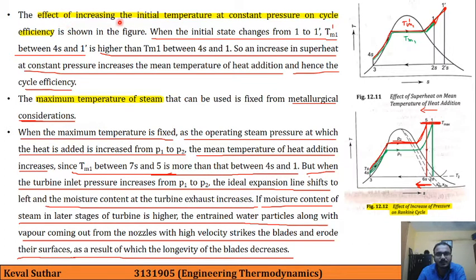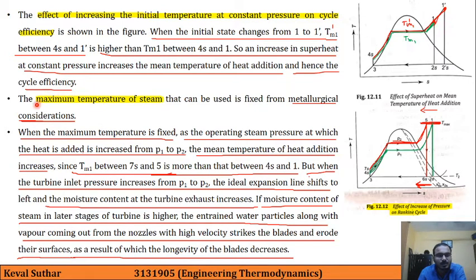So here in the first case, what we have done is we have increased the initial temperature at constant pressure. We have two different cases. First is the maximum temperature is T1 and second case is maximum temperature is T1 prime. So here increase in superheat at constant pressure increases the mean temperature of heat addition. So the cycle efficiency increases. So this is a desirable aspect for improvement in the cycle efficiency.